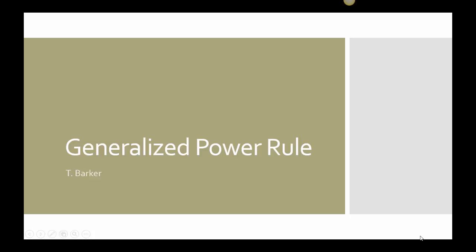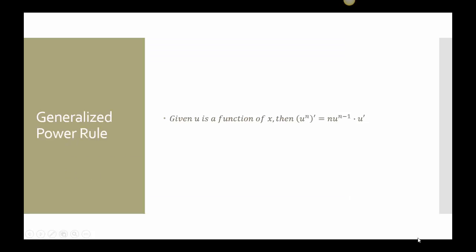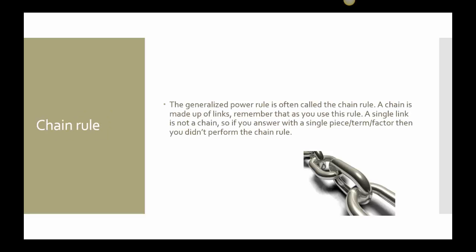Let's talk about the generalized power rule. Given u is a function of x, so it could be a polynomial, it could be an exponent, it could be a lot of things, and we'll get to all the different things it can be. Then when I go to take the derivative of a function u to a power n, I bring down the power n, I subtract 1, now I have n u to the n minus 1, then I multiply by the derivative of whatever u is. The generalized power rule is often called the chain rule.